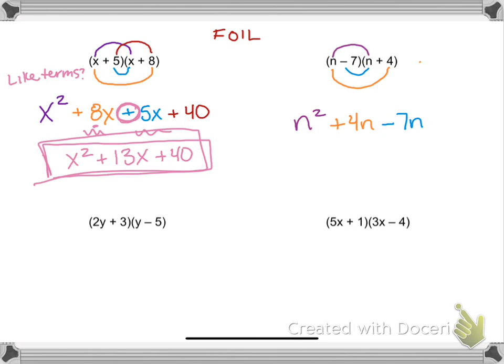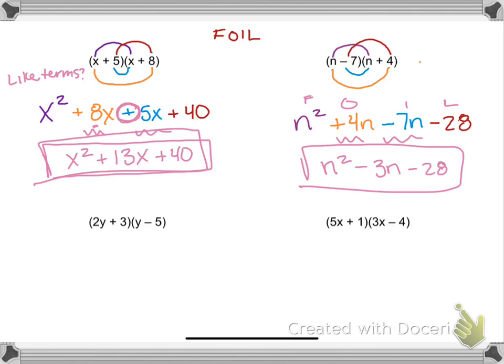And then my inside two terms, I want to make sure I take that negative. So it's negative 7 times n is going to give me negative 7n. And then my last two terms, again, being very careful of my positives and negatives, I'm going to have negative 7 times 4 is negative 28. I've done everything correctly. FOIL. I've got 4 terms that I'm going to simplify by combining those like terms in the middle. So 4n minus 7n gives me negative 3n. I'm going to bring everything else down and end with a beautiful trinomial.